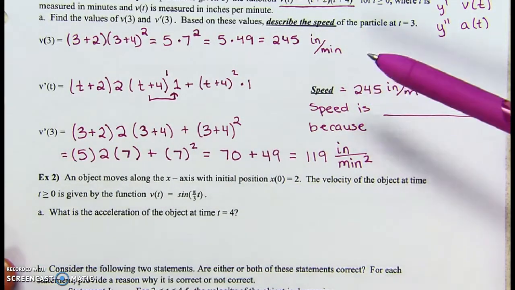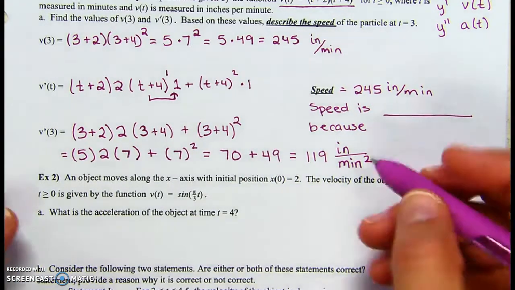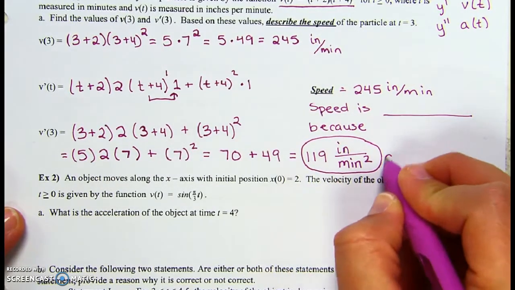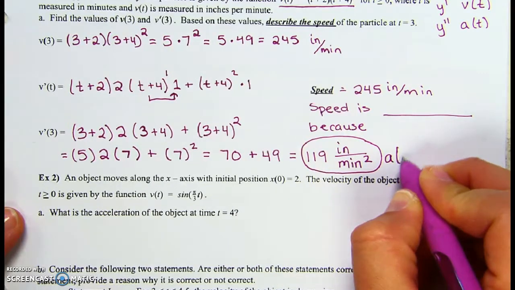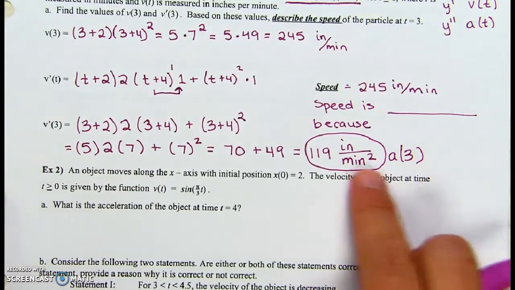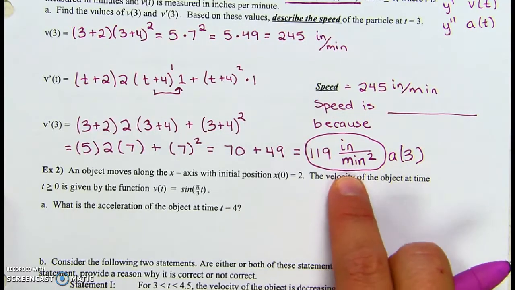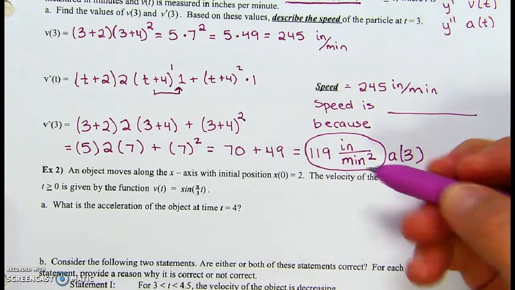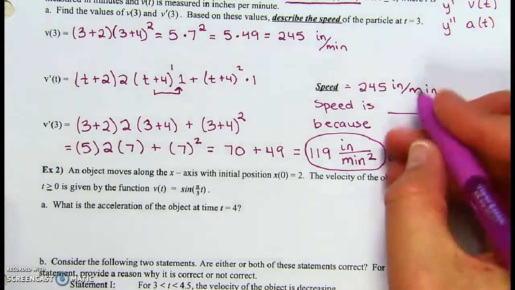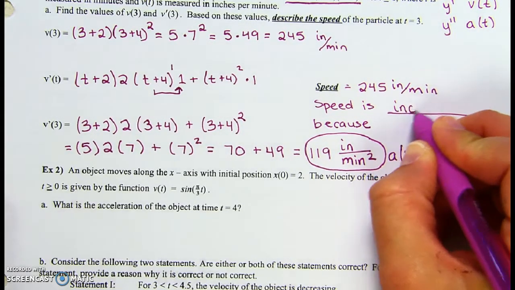So you tell me, do you know that this was acceleration? Why was it acceleration? So we had the derivative of velocity evaluated at 3, so that's the acceleration at 3. So if the acceleration is positive and the speed is positive, what is our speed? Increasing.